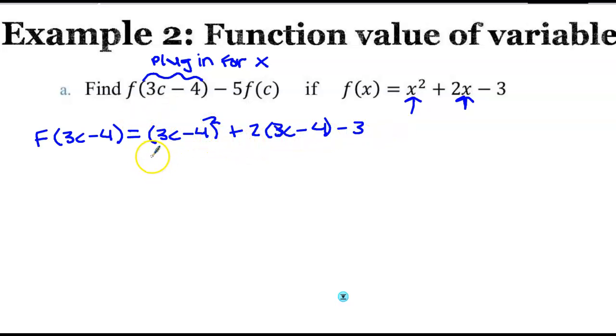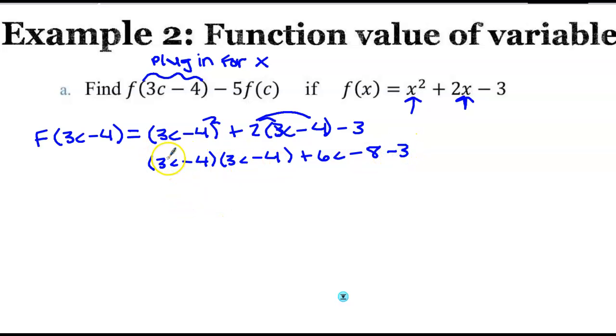All right, this is going to take a little bit of work because on this first one, I'm definitely going to have to expand that a bit. 3c minus 4 times 3c minus 4 plus, I'm going to go ahead and distribute this while I'm thinking about it, plus 2 times 3c is 6c minus 8 minus 3.